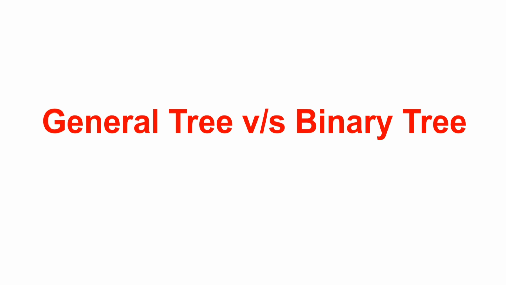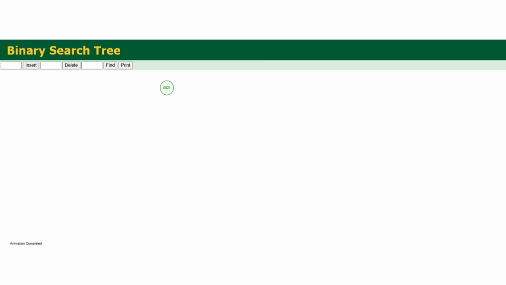Binary tree. We're going to perform operations on a binary tree. Insert 21, the second one 10, the third one is 50, the fourth node is 5, the fifth node is 20. This is performing the insertion operation in a binary search tree. We will see how to perform the insertion operation.